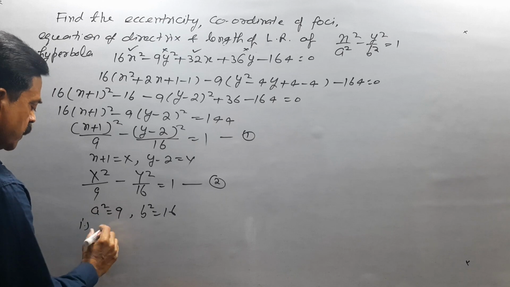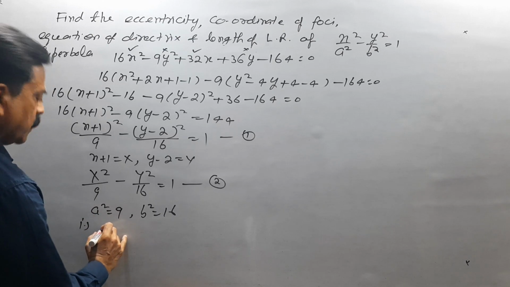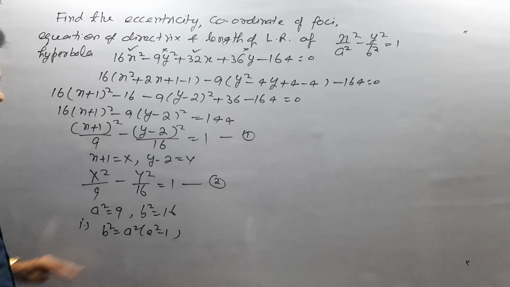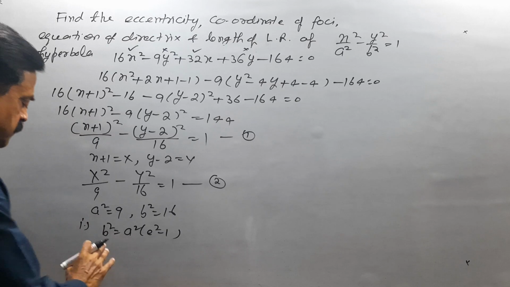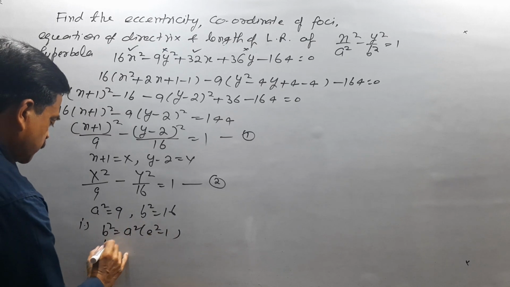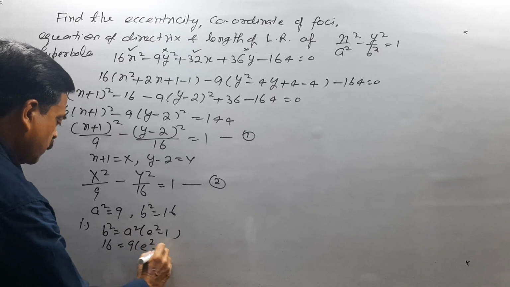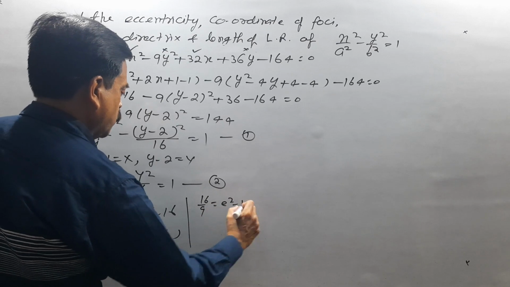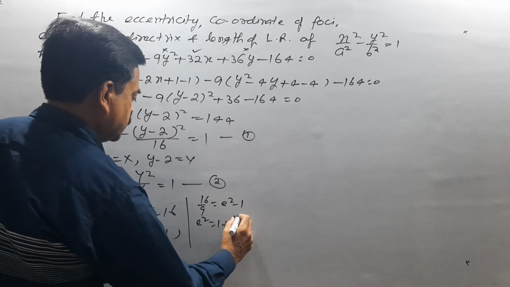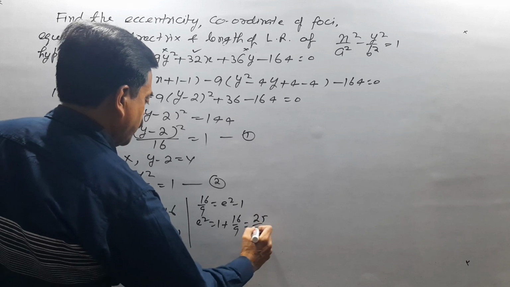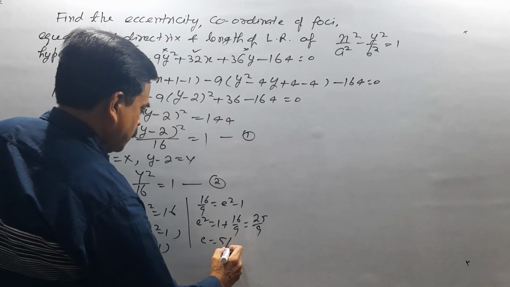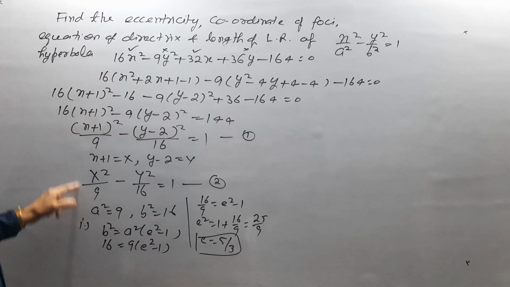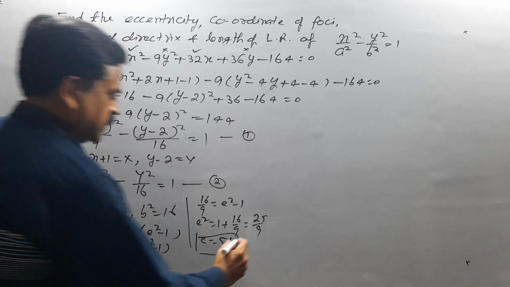So, eccentricity. We know b square equals a square times (e square minus 1). This formula is used to find eccentricity. Substituting values of a and b, we get 16 equals 9 times (e square minus 1), or 16 upon 9 equals e square minus 1, e square equals 1 plus 16 upon 9, or 25 upon 9, e equals 5 upon 3. This is the eccentricity of this hyperbola as well as of the original hyperbola. So this is the answer.